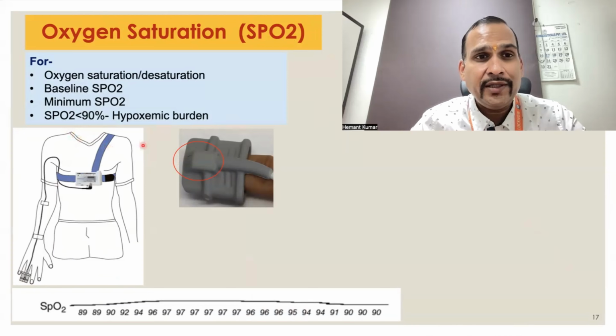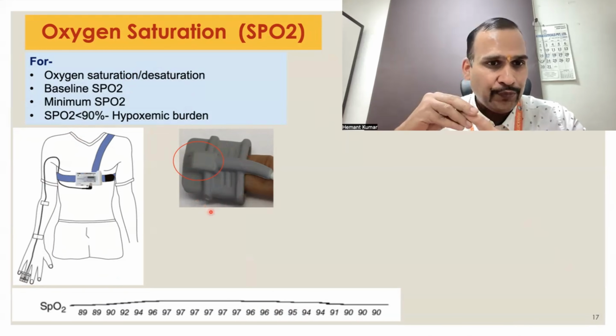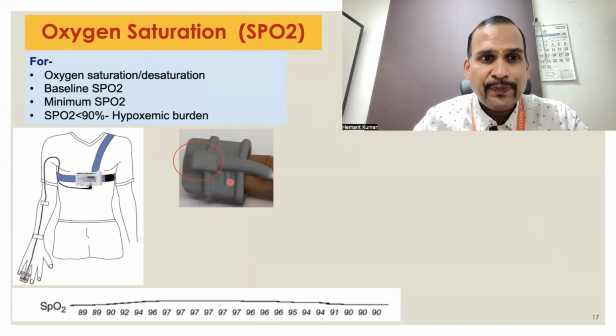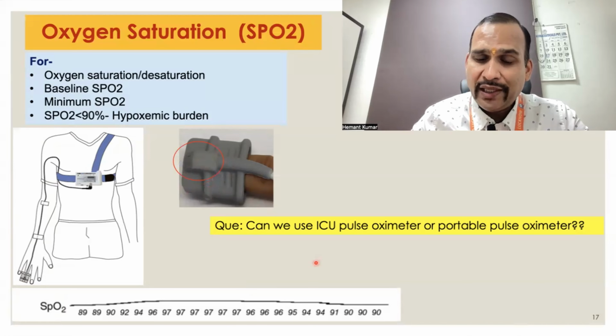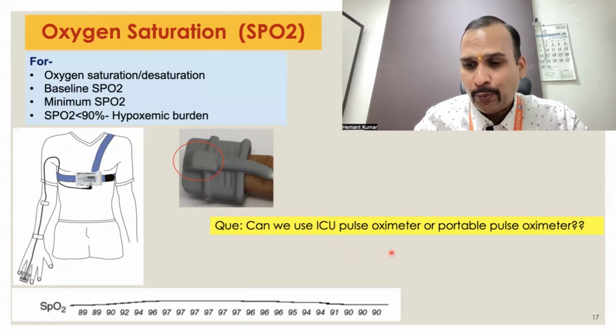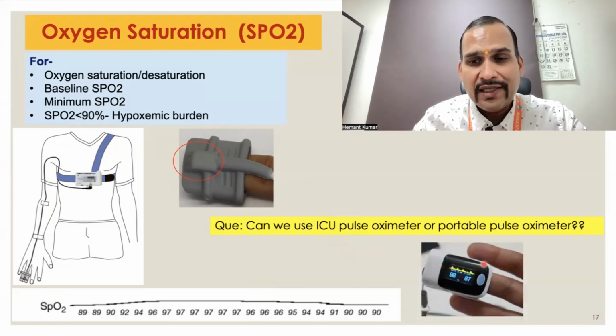Another very important parameter is oxygen saturation, because in apnea hypopnea there is reduction in SpO2. So for SpO2, we are using a pulse oximeter. It is detecting baseline SpO2, minimum SpO2, hypoxia burden, all these things. So my question to you: this looks the same as what we are using in the ICU or general ward. So can we use an ICU pulse oximeter or portable pulse oximeter for sleep purposes like this one?